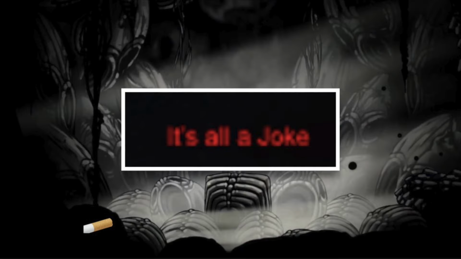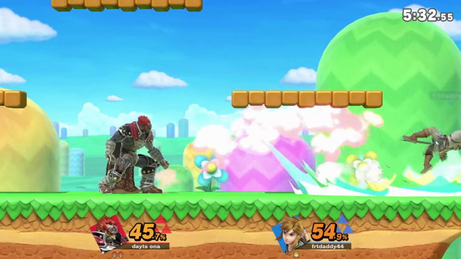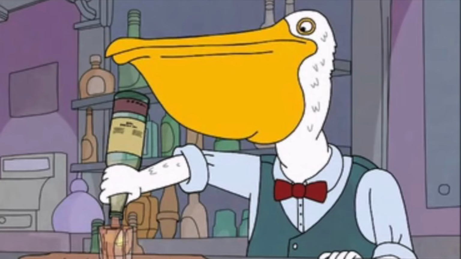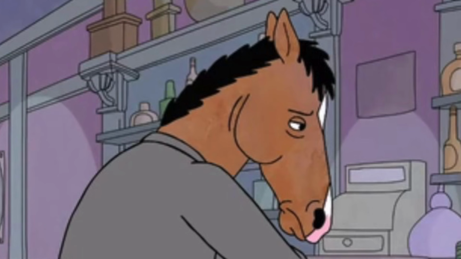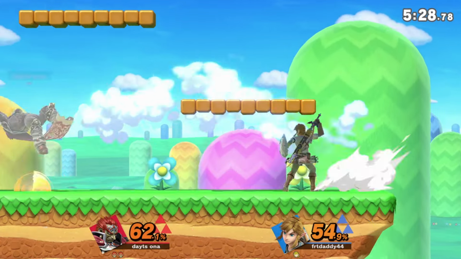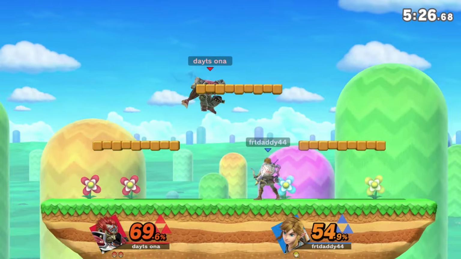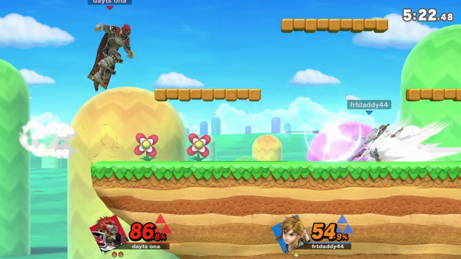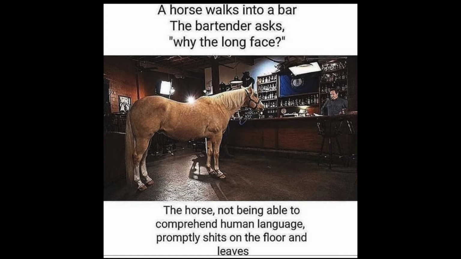It is all a joke. This theory is that the entire show is a joke. The joke being a horse walks into a bar, and the bartender asks, "Why the long face?" You get it? Because he's a horse. This is debunked because they don't really say this. Although, it could still be a joke, but the punchline is not supposed to happen. Like, for example, he's supposed to walk in, and you personally are supposed to ask, "Why the long face?" Pretty cool stuff.